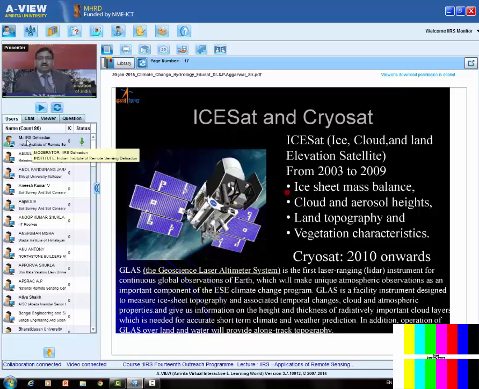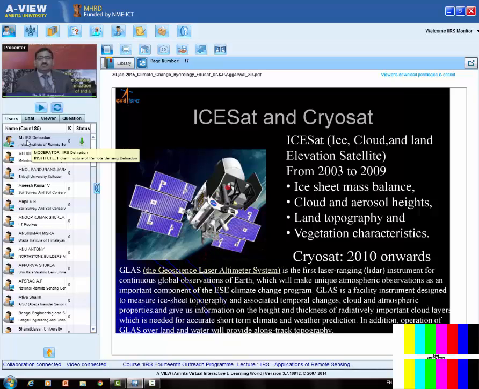Then, to measure ice and elevation, ICESat and CryoSat are the two satellites. Currently it is CryoSat, because ICESat is no longer working. It gives ice sheet mass balance, cloud and aerosol height, land topography, and vegetation characteristics.